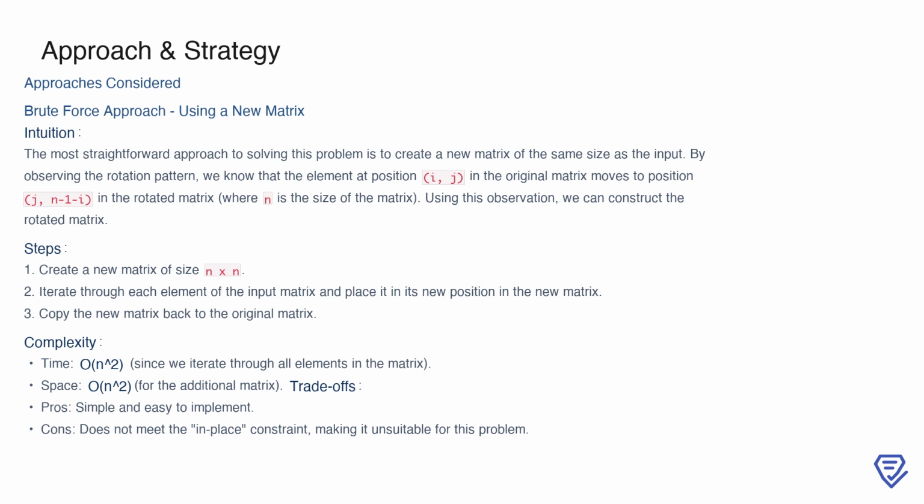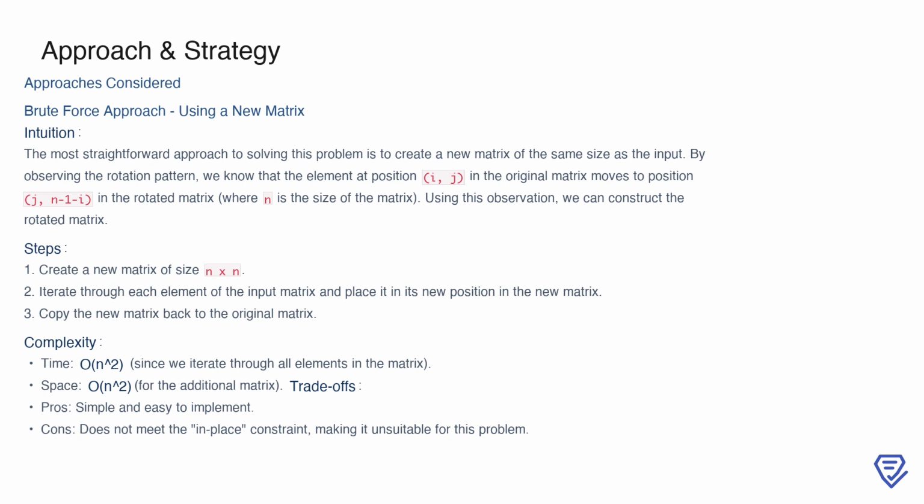To begin solving the problem of rotating a matrix, one of the most intuitive methods is the brute force approach. The idea here is to create an entirely new matrix of the same size as the input and use the observed rotation pattern to populate it. Specifically, we know that any element at position i, j in the original matrix will move to position j, n-1-i in the rotated matrix, where n is the size of the matrix.